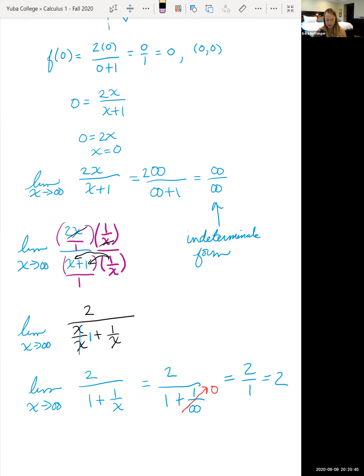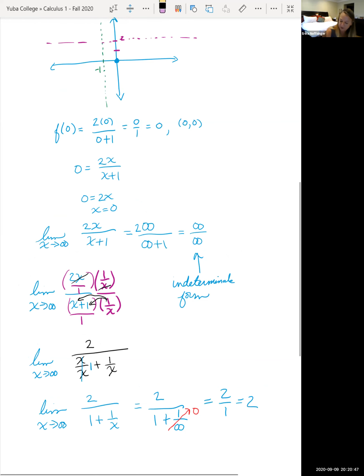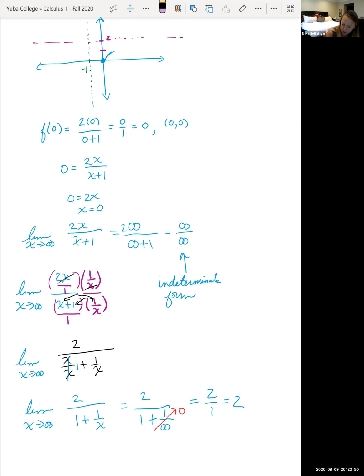Which makes sense if we're looking at our graph and knowing that that horizontal asymptote was going to occur at 2. This graph is going to hug this line as x goes to positive infinity.